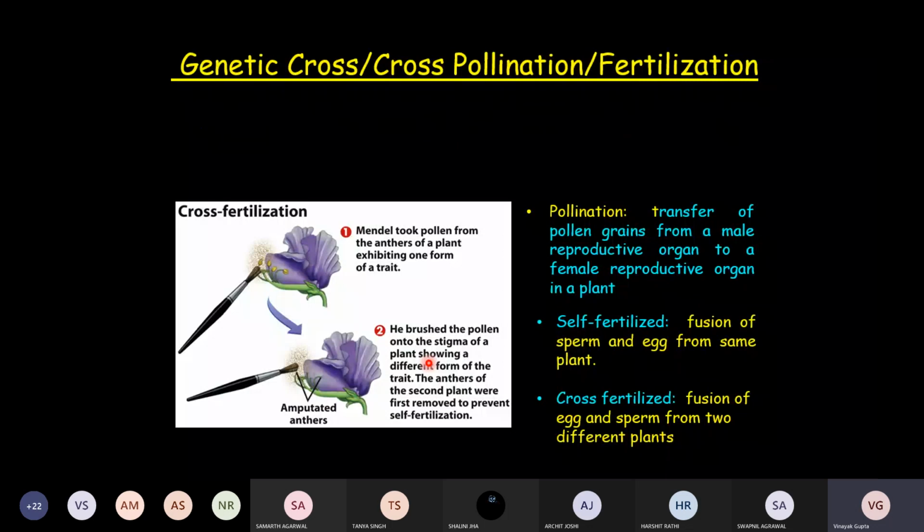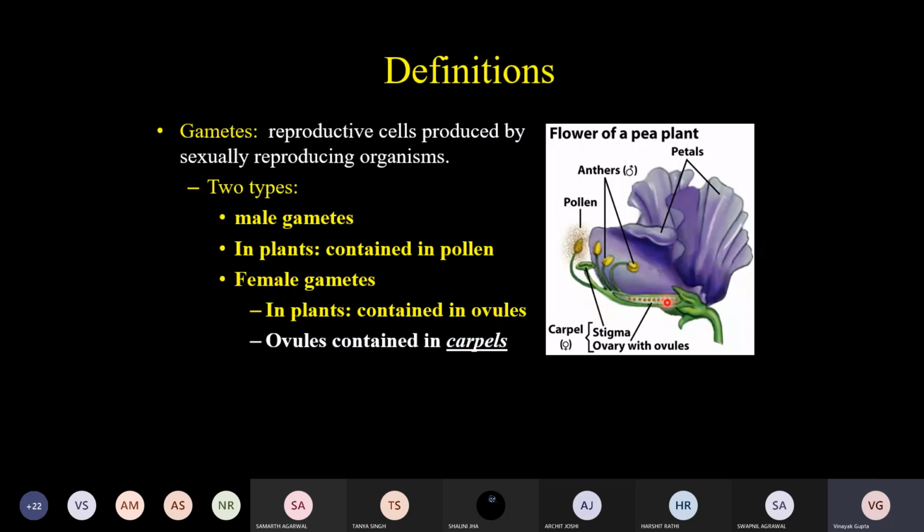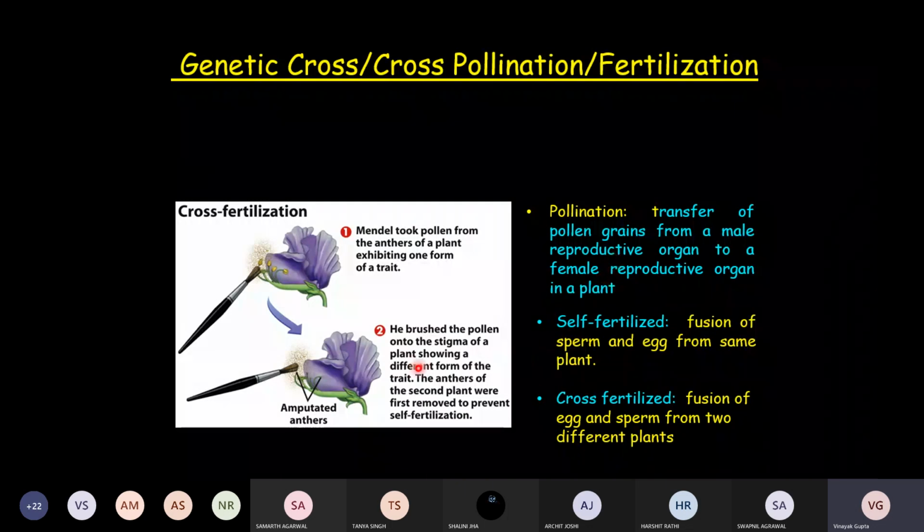Stigma means, if we go back to the previous slide, you can see the stigma leads to the ovary. So he used to take the pollen grains from one plant and transfer them to the stigma of his second plant, which is totally different in context of that particular trait. That means if he collected the pollen grains from a tall plant, he then transferred them to a second pea plant, which is short.